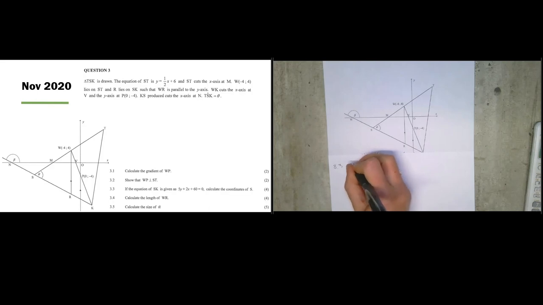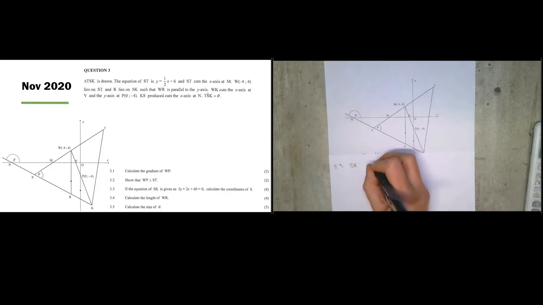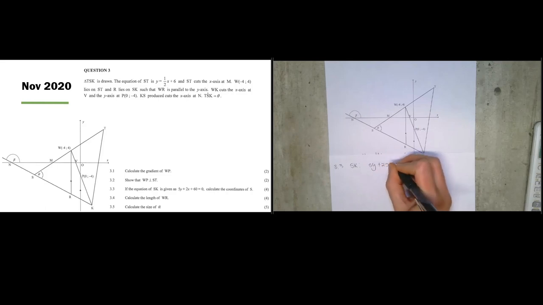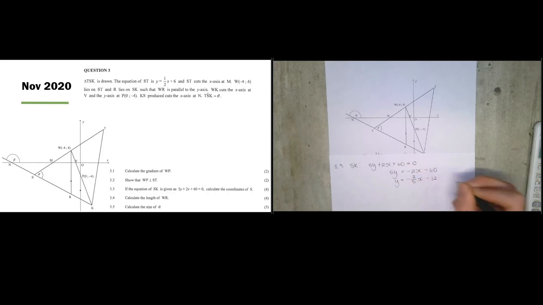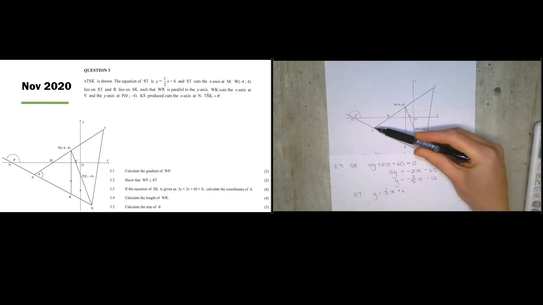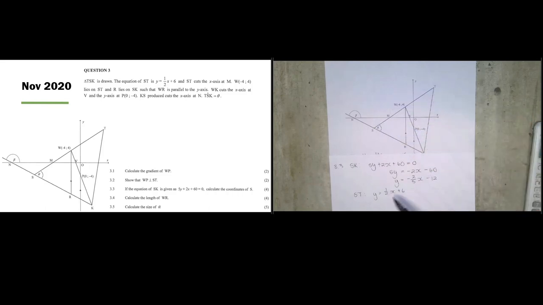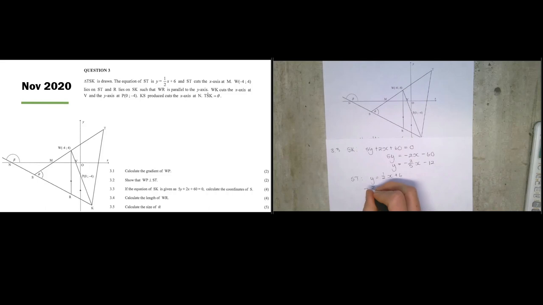But let's take this equation of line SK, which they gave me as 5y plus 2x plus 60 equals 0, and first write it in standard form. So that means 5y equals negative 2x minus 60. If I divide by 5, y equals negative 2 over 5 x minus 12. What was the equation of line ST again? y equals a half x plus 6. Coordinate S is on line ST and SK. So these are simultaneous equations. I know these equations are equal to each other. So I can go negative 2 over 5 x minus 6 equals a half x plus 6.